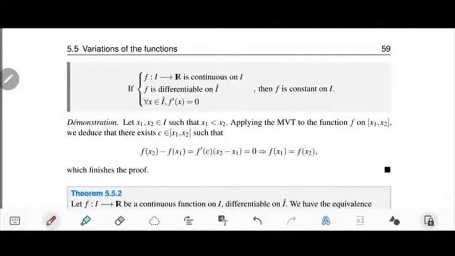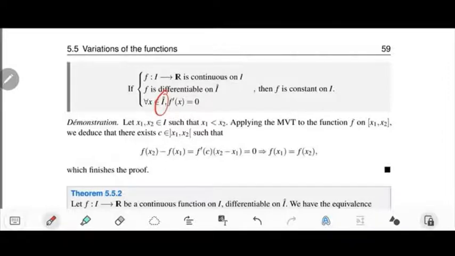this is the interior of I, and when we say interior of I, it means all the points in I without the points at the boundaries of the interval I. So if at the interior of I, f prime of x is equal to 0, so the derivative is always equal to 0, then f is constant on I.